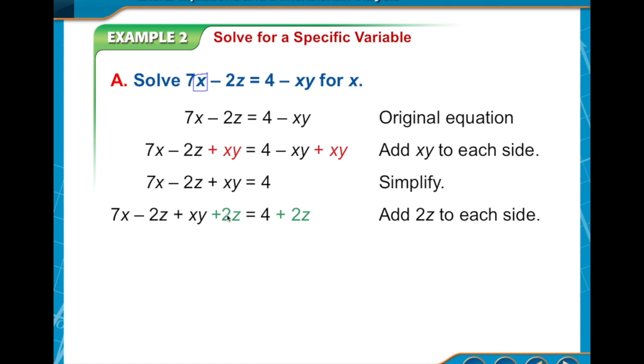Next, we could add that 2z to both sides. So on the left, you see we have a negative, a positive 2. Those cancel out. On the right, we just add it on, just tack it on there. And we get this expression now. So we're doing a couple steps. We're working through it.